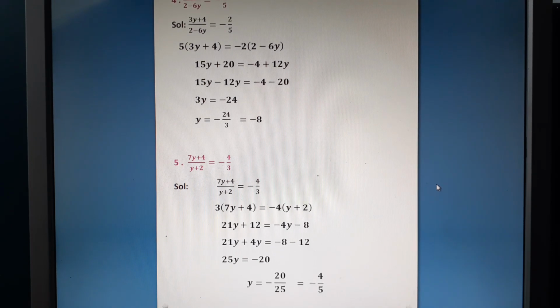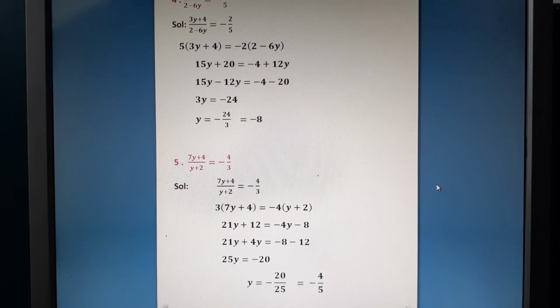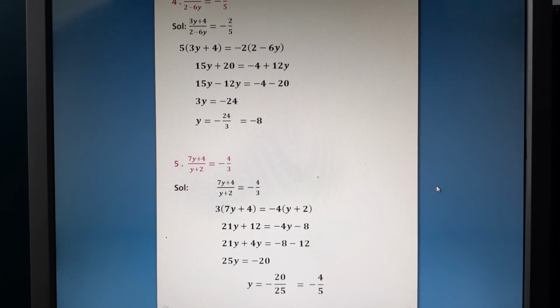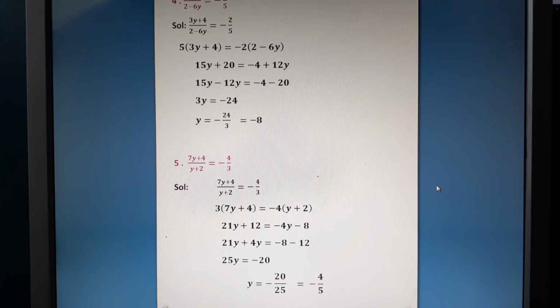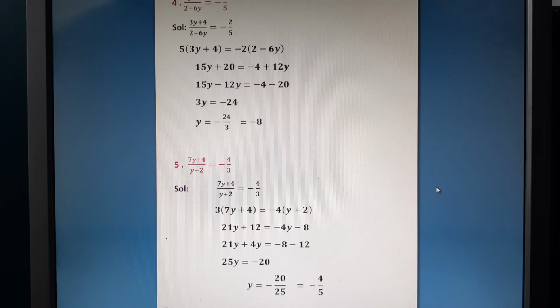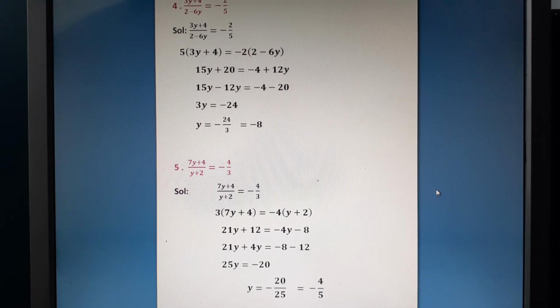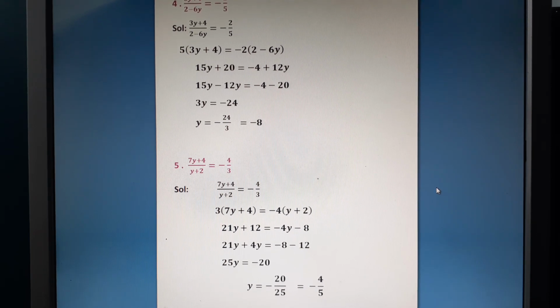Question number 5. (7y plus 4) by (y plus 2) is equal to minus 4 by 3. Solution. (7y plus 4) by (y plus 2) is equal to minus 4 by 3. Here also do the cross multiplication. After that we get 3 into (7y plus 4) is equal to minus 4 into (y plus 2). 3 into 7y, 21y, plus 3 into 4, 12, is equal to minus 4 into y, minus 4y, minus 4 into 2, minus 8.